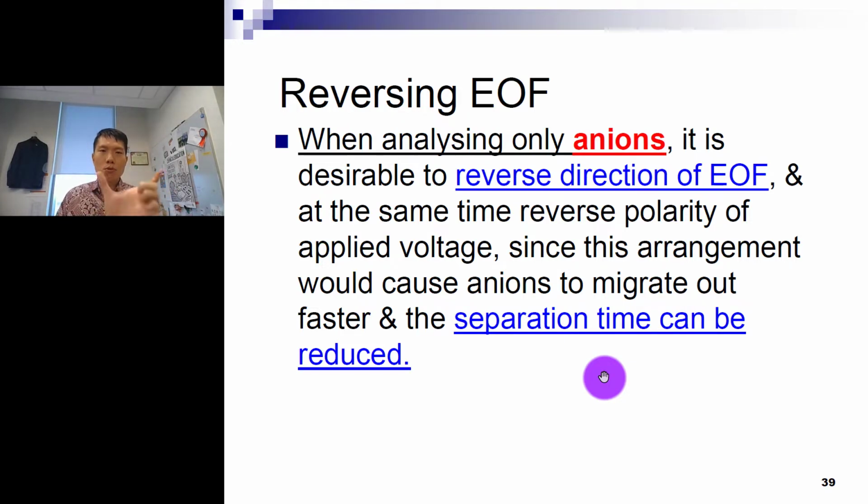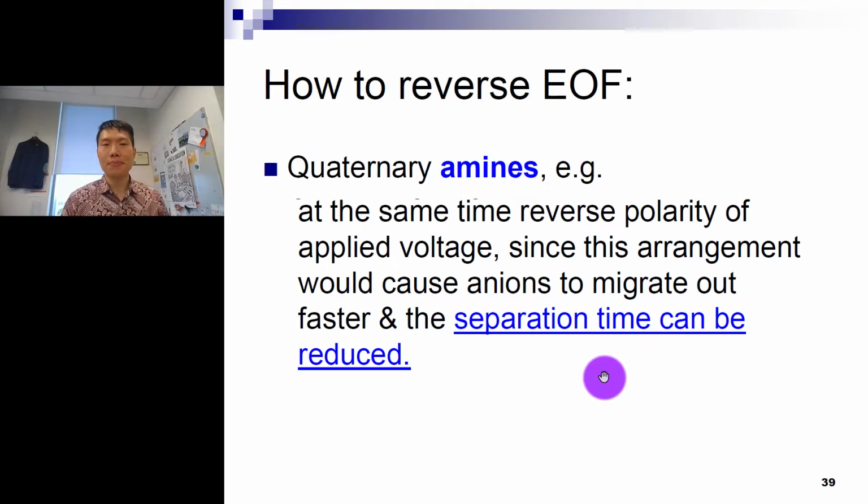What it means is, if you do not change the direction of EOF for anions, then they will come at the end. So you're wasting the front part. No signal, because anions don't come out first. So what for? You waste time and energy. But if you change it, you know that they're going to cluster and come out because of the charge. So why not change the EOF and then they get eluted out first, and after that you don't need to continue, you can just stop the process.